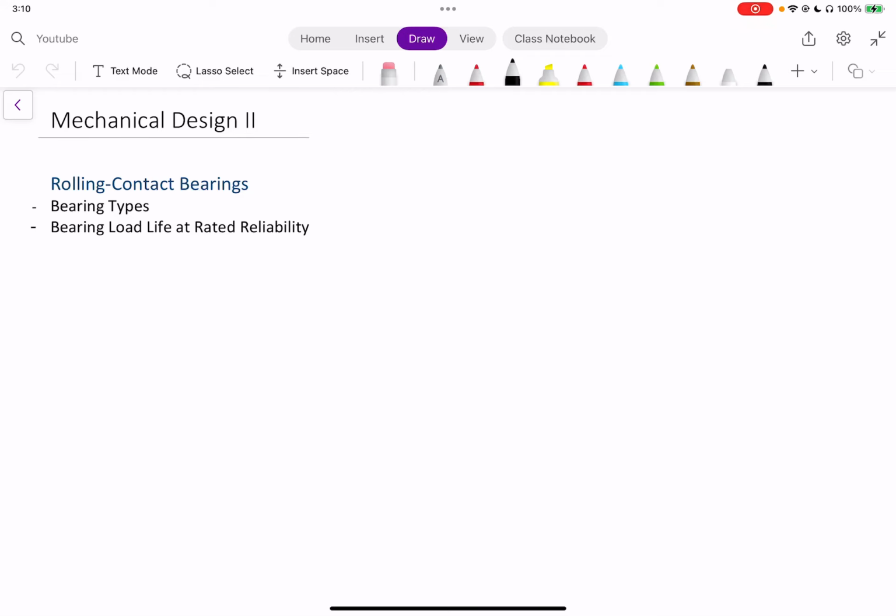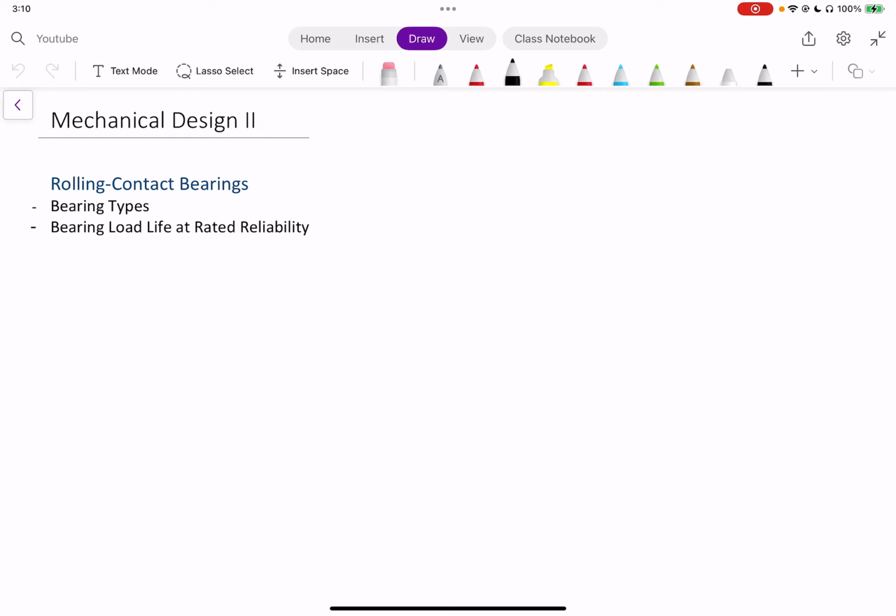Hey everyone, in this video we're going to talk about rolling contact bearings, specifically looking at bearing types and load life. This is the first video on rolling contact bearings, and this is part of a lecture series on mechanical design 2. Rolling contact bearings is module 3 in our class, and we're going to be covering a few different topics.